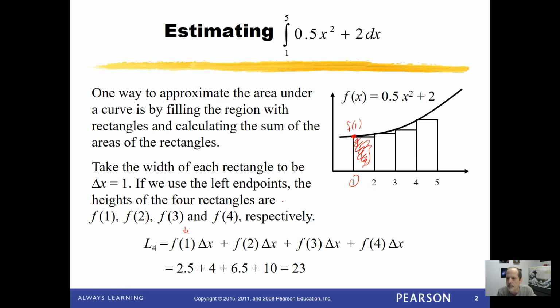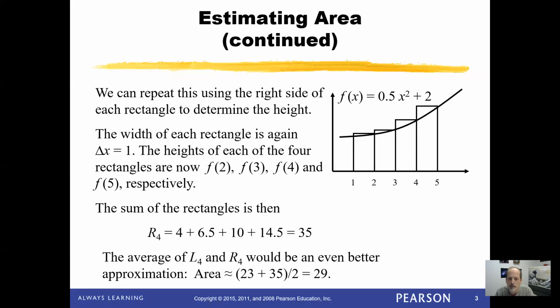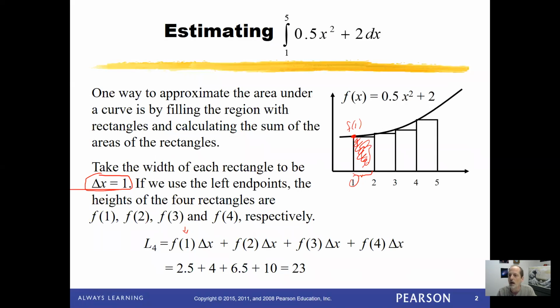So height times width, and width is just what our delta x value is going to be. So here we've established that we're going to change x by 1. So I can take delta x times f of the left side, and that calculates the area of L1. Now if we jump here, okay, so now if I take f of 2, that's where I touch the graph on this one, and this is still delta x, our change in x, which we said we're just going to count by ones. So if I take the height f of 2 times delta x, now I've added this rectangle in. Okay, so that's what L4 is.